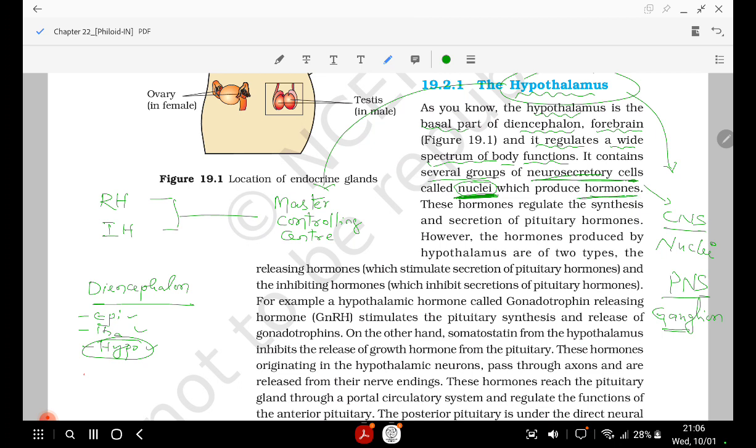So hypothalamus secretes two important hormones. These hormones regulate the synthesis and secretions of pituitary hormones. Why are we telling it is master controlling center? Because it regulates the pituitary secretions. Synthesis and secretions of pituitary gland is regulated by hypothalamus. Master controlling gland, master of master gland also we can say.